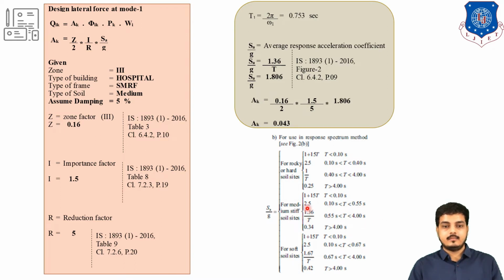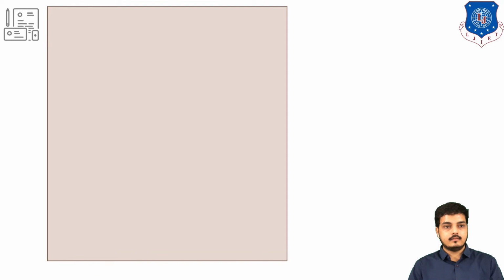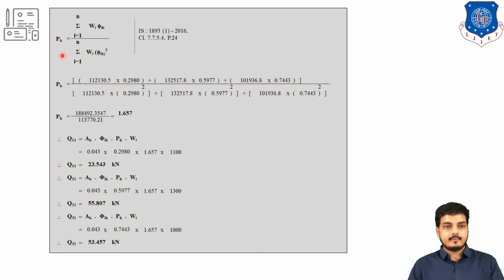So for that, Sa by g value is 1.36 divided by T, and T is nothing but 0.753. So I will be getting Sa by g equals 1.806. So after placing all the values, I can find out my Ak value. After finding the Ak value, we will be finding the value for Pk. The Pk equation is given in IS 1893 clause 7.7.5.4, same page number 24.